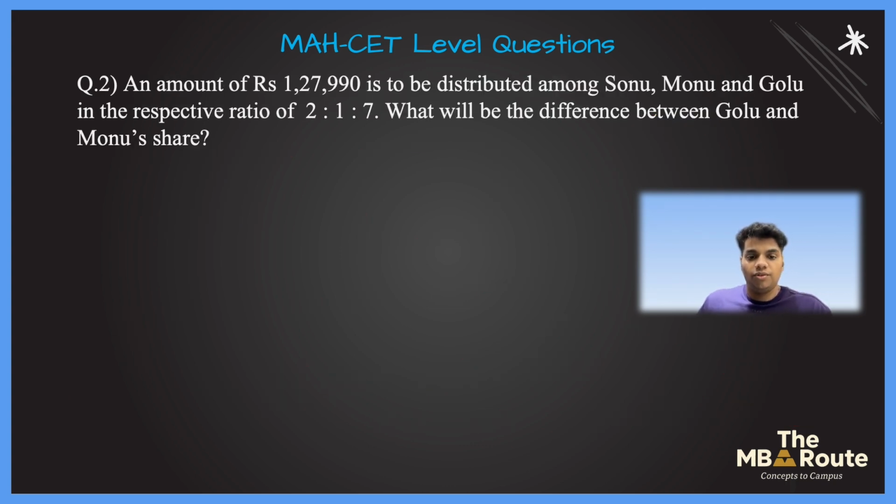An amount of 1,27,990 is to be distributed among Sonu, Monu, Golu in the respective ratio of 2:1:7. So here we have three values which are being compared. So ratio is not always A is to B. It can be A is to B is to C is to D, as many values as you want.